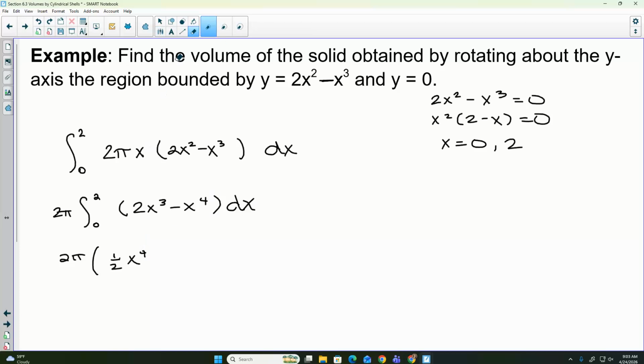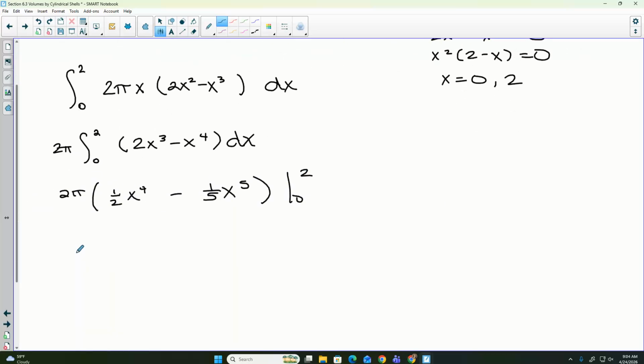Minus the antiderivative of x to the 4th, and we are evaluating from 0 to 2. So put in 2 to the 4th is 16 times the half is 8, and this is 32 over 5. So put in 0, I get 0. 40 minus 32 would be 8/5 times 2 pi, so 16 pi.